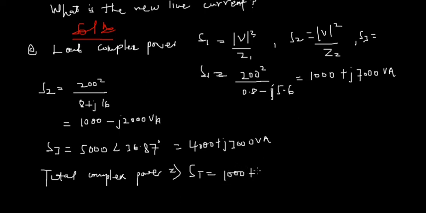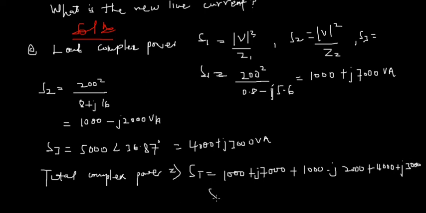1000 plus J, okay, 7000, and then we have what? Plus 1000, that's S2, okay, minus J 2000, okay, and then we have plus what? 4000, okay, plus J 3000, okay.